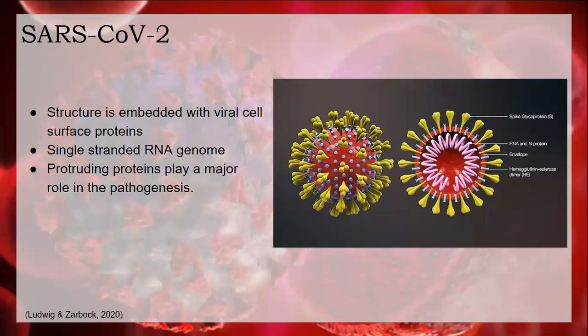The SARS-CoV-2 virus has a circular structure which is embedded with various viral proteins such as the spike glycoprotein, the envelope, the hemagglutinin esterase dimer, etc. These spike proteins help the virus infect individuals and spread at a fast rate. It has a single-stranded RNA genome which facilitates the fast growth rate in the human body.